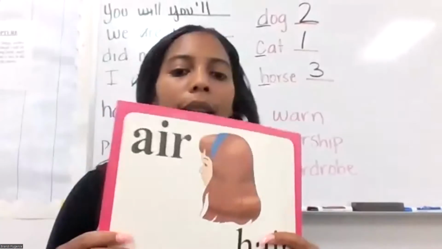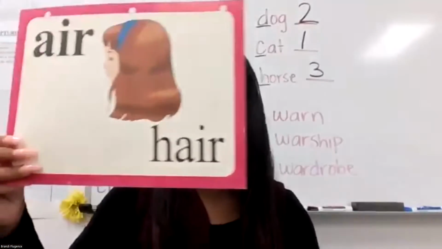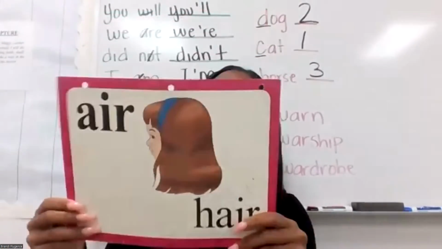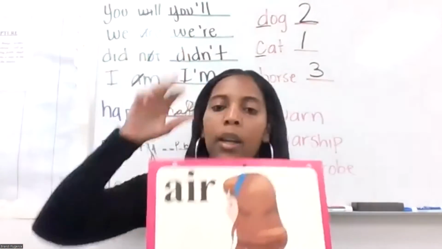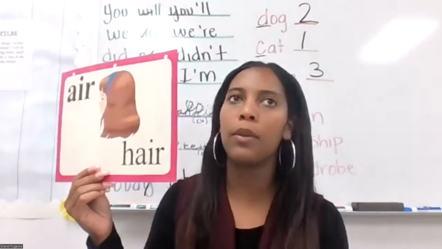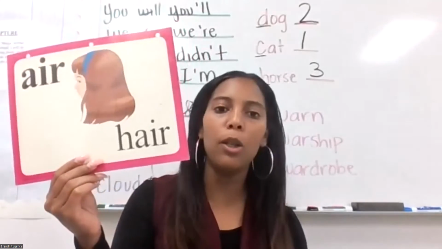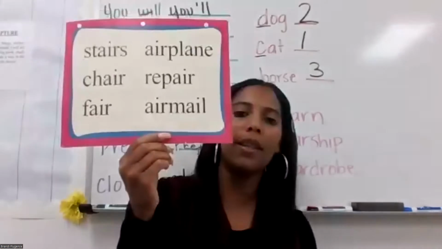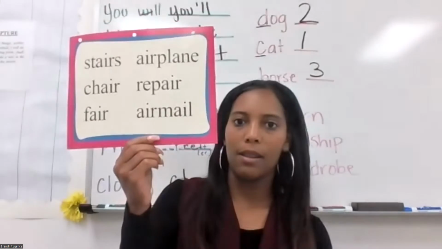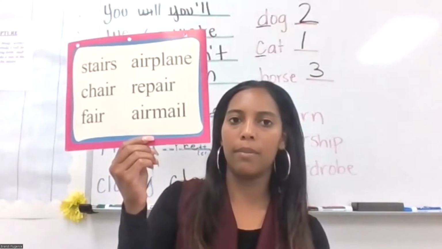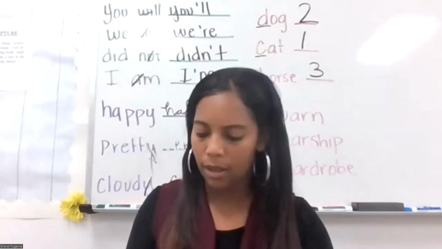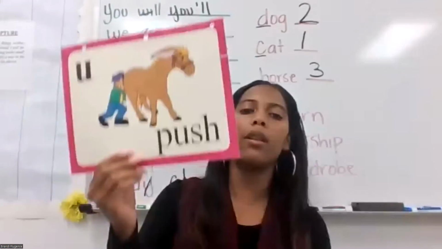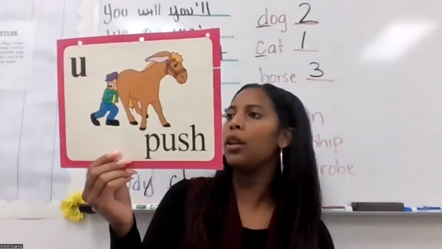All right, let's go ahead and practice. So we have AIR says air like in hair. Okay, this is a place you can go to. Raise your hand, please. We're not shouting out answers. This is a place we can go to and we can ride rides. We can get food. We can have fun at this place. Okay, Dennis? The fair. Yes.